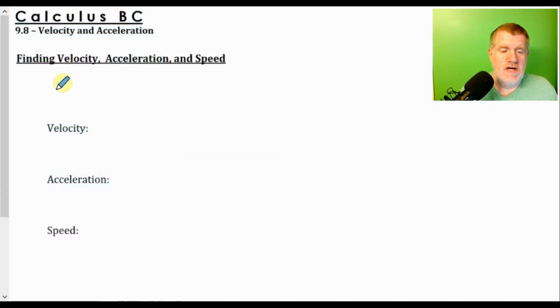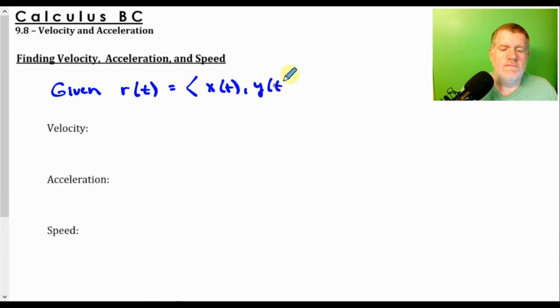Let's assume we've got a position function, and we're going to call it r. And of course, r is going to be your x value and your y value. Right? So we're given r of t. That's our position vector. So what's the velocity? Well, the velocity is just like the velocity of position in a regular function. It's just its derivative.